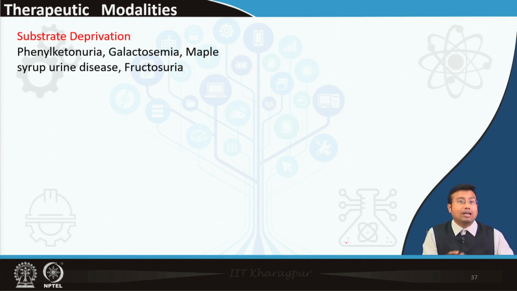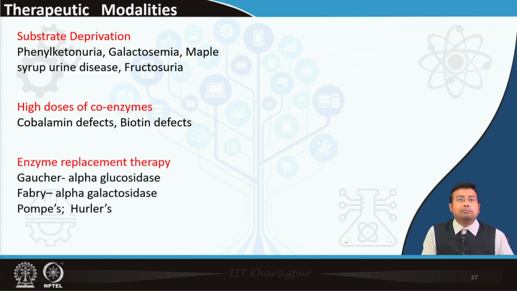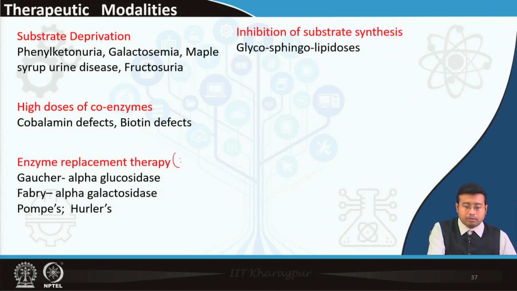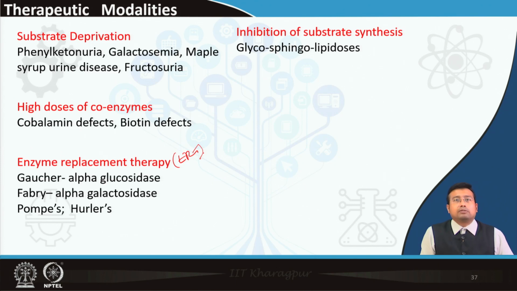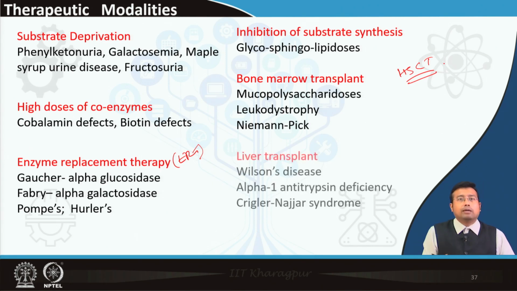So, substrate deprivation can be done in phenylketonuria, galactosemia, MSUD, fructosuria. High dose of coenzyme: remember, in phenylketonuria also, tetrahydrobiopterin was a coenzyme whose deficiency was leading to hyperphenylalaninemia. Okay. Enzyme replacement therapy, often abbreviated as ERT, can be given in almost all diseases where the enzyme is deficient. Inhibition of substrate synthesis in case of glycosphingolipidosis. Bone marrow transplant or hematopoietic stem cell transplant, HSCT, can be done in case of mucopolysaccharidosis, leukodystrophy, Niemann-Pick disease.